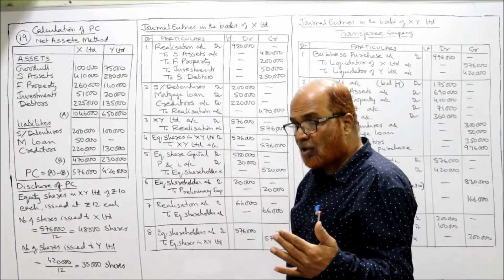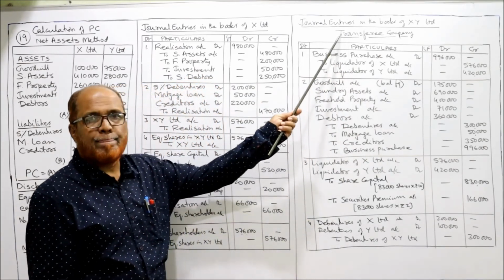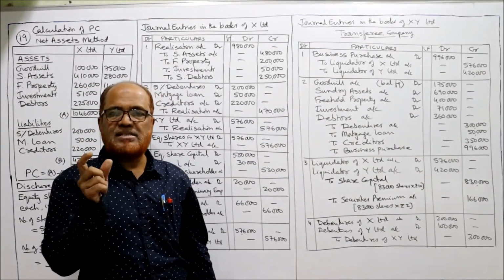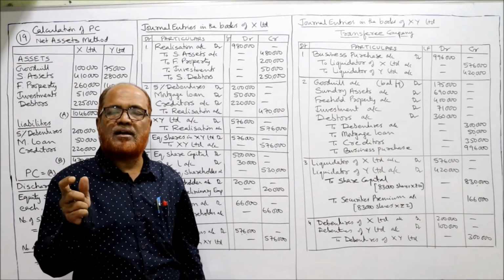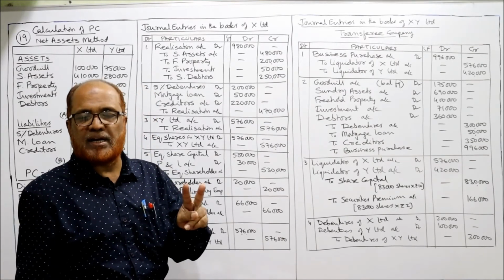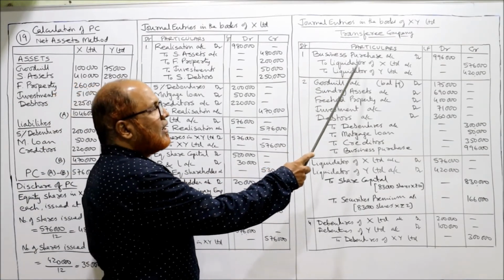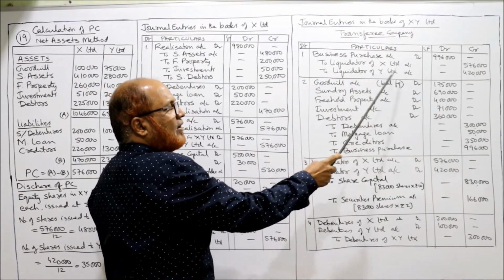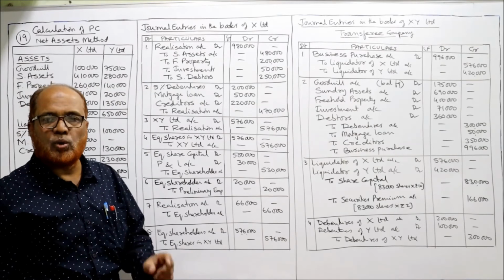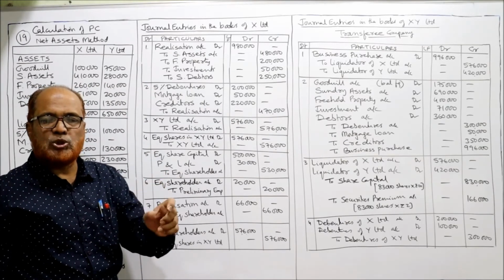Now we'll come to the journal entries in the books of XY Limited, the transferee company. First entry as usual, business purchase account debit to liquidator of X Limited and liquidator of Y Limited. Both, because there are two liquidators, two vendor companies, X Limited and Y Limited. Liquidator of X Limited 5,76,000, liquidator of Y Limited 4,20,000. Add both: 9,96,000. This is the total business purchase. So being the business purchased and PC due.